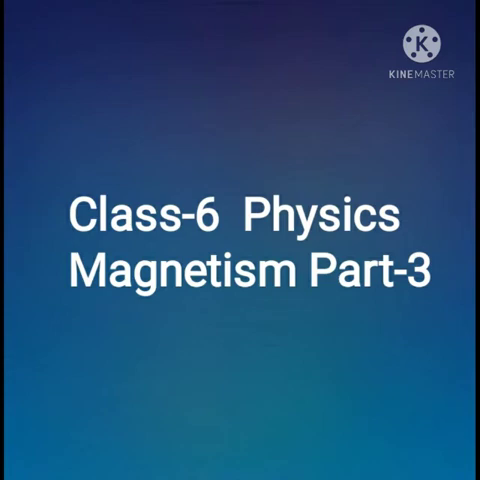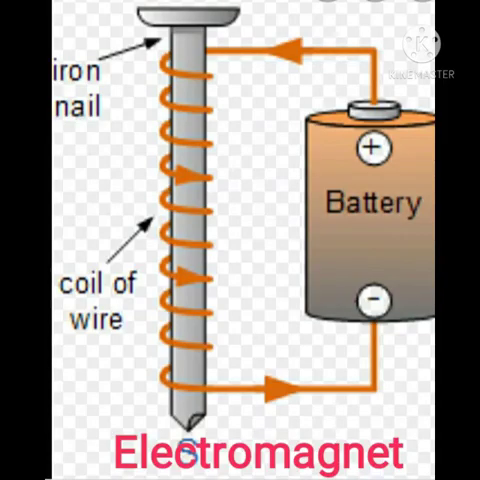In this video, we continue with the chapter Magnetism. Today we'll study about electromagnets. An electromagnet is a magnet that consists of a piece of iron or steel surrounded by a coil. The metal becomes magnetic when an electric current is passed through the coil.